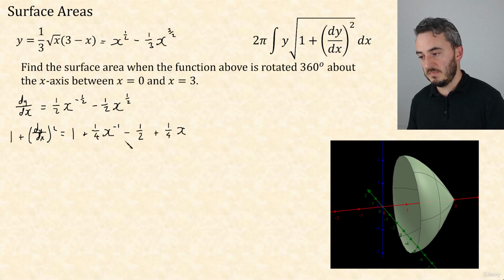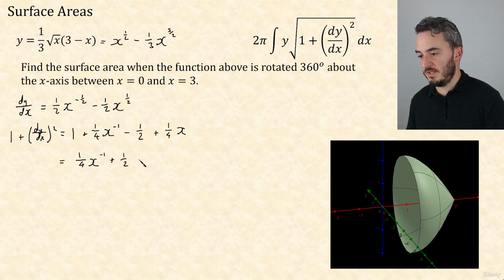Look, we've got something very similar to what happened in the arc length question, where this factorizes nicely because it's this thing squared. And when I now add 1, the minus a half just becomes plus a half, and we're going to be able to factorize this.